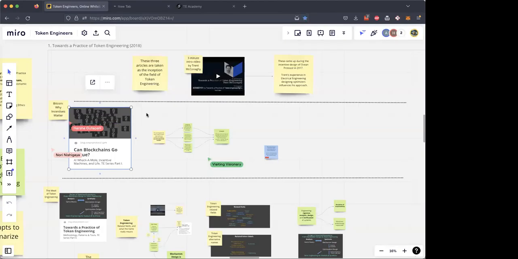Can blockchains go rogue? And maybe we should just ask ourselves, can they go rogue? Or what are your intuitions on this? What do we mean by rogue? Yeah, I was going to ask that too. Kind of got mixed up there. Alex, you were saying?